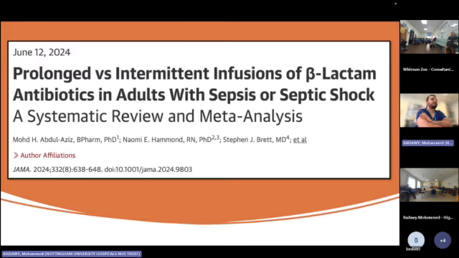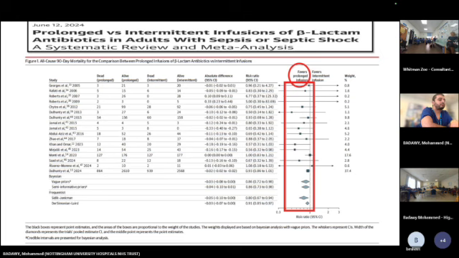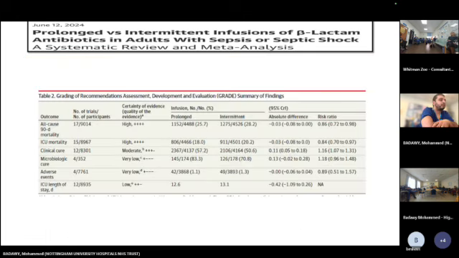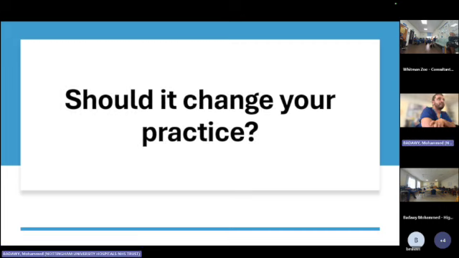And then after that, a systematic review and meta-analysis was done to study the same thing, which included lots of studies, including some of the ones that we spoke about, and shows significantly improved mortality and outcomes that favor prolonged infusion compared to intermittent infusions. So all-cause mortality at 90 days, ICU mortality and clinical cure were all better in the prolonged or continuous infusion groups. And that's it for me.